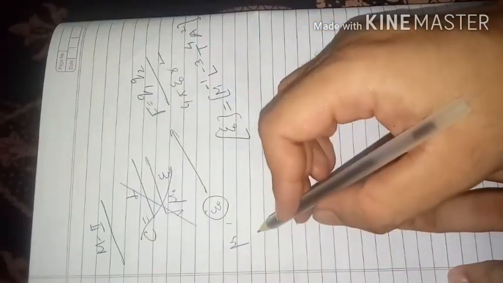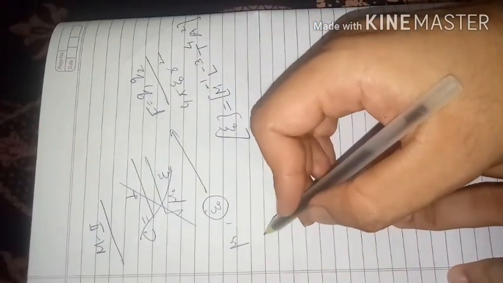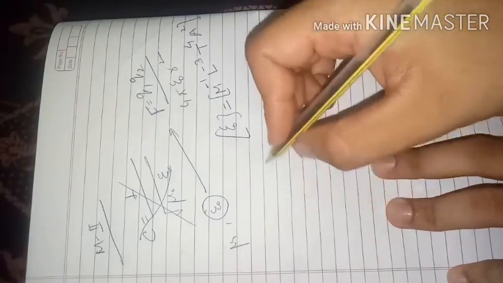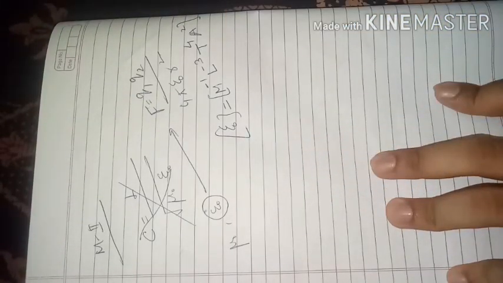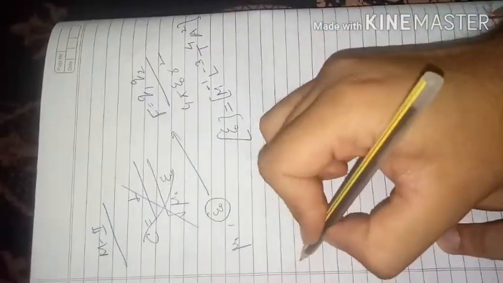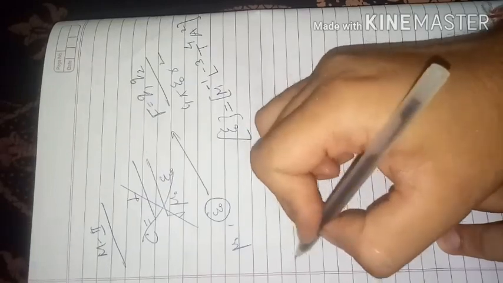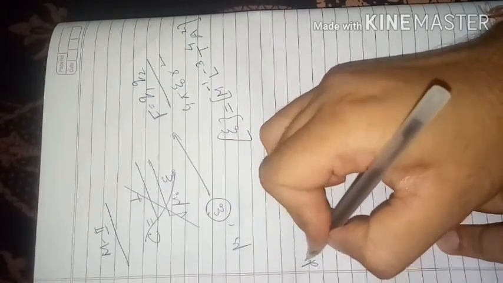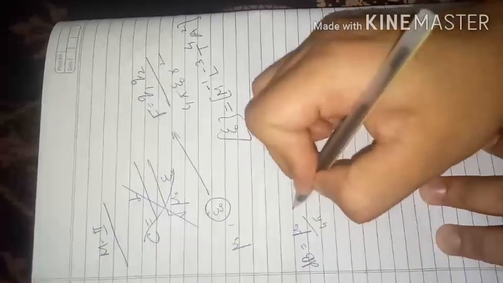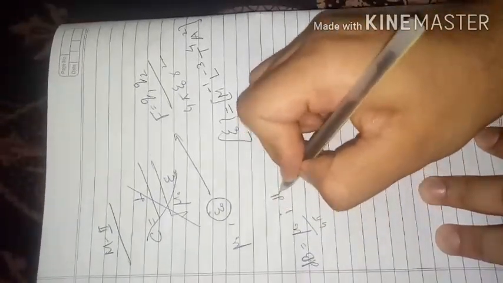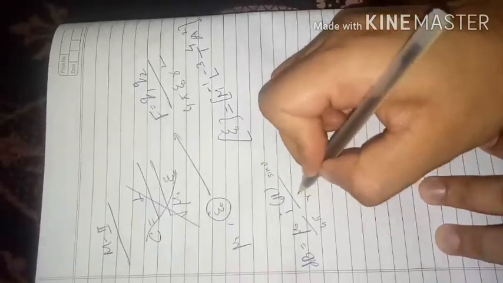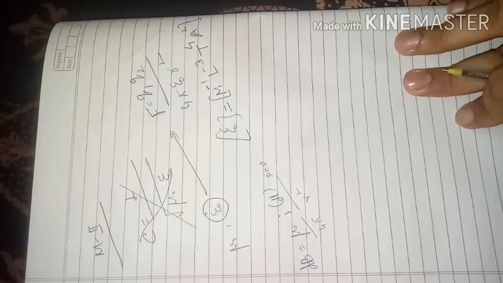Now we'll find out mu naught. So how do we find out mu naught? For this we will use one more formula. That process will be lengthy because we'll have to use two formulas here. First we'll have to use the magnetic field formula, that is dB is equal to mu naught by 4 pi into I into dl sine theta by r square. This is one formula we will have to use.